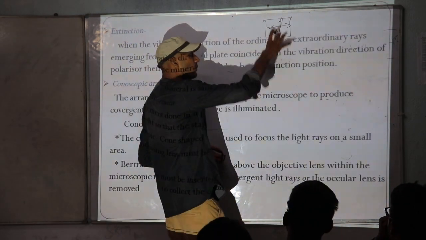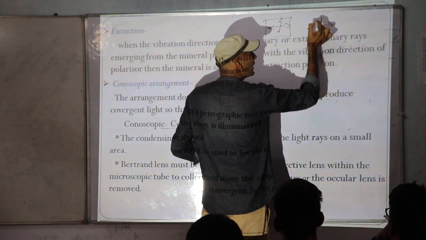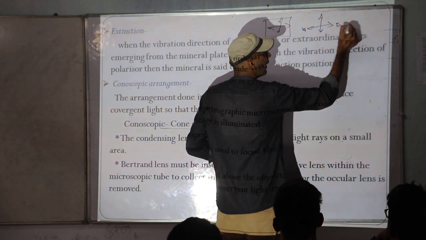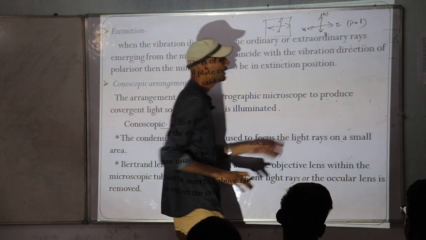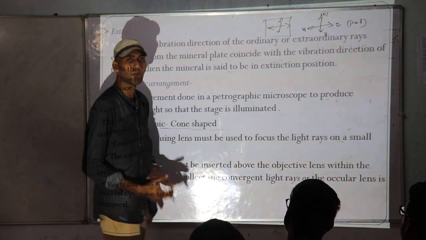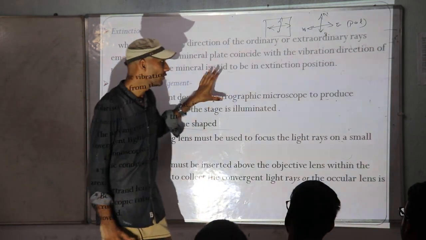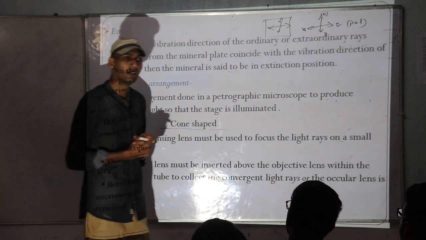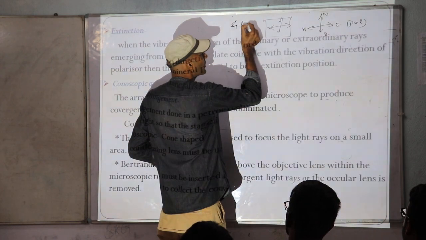So if the two vibration directions of the mineral are parallel with the vibration directions of the polarizer and analyzer, the polarizer being east-west and the analyzer north-south, then what happens? There will be extinction. How many times will the mineral go extinct within a single rotation of 360 degrees? It shows extinction 4 times. Why?